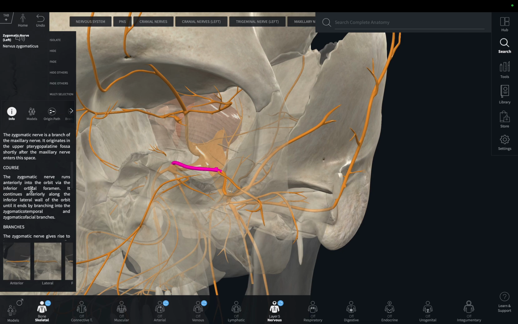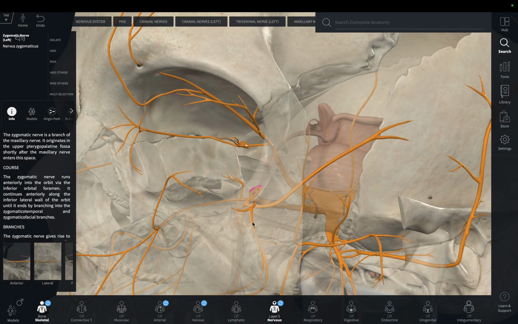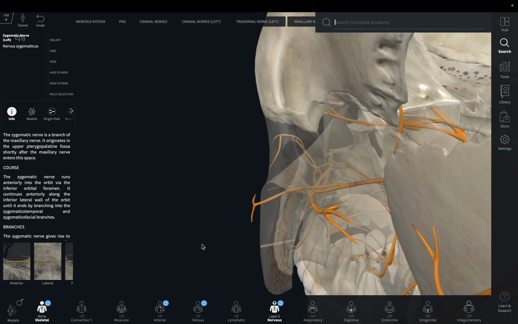The zygomatic nerve enters the orbit via the inferior orbital fissure. It then exits the orbit through the zygomaticofacial and zygomaticotemporal foramen, seen here and here.